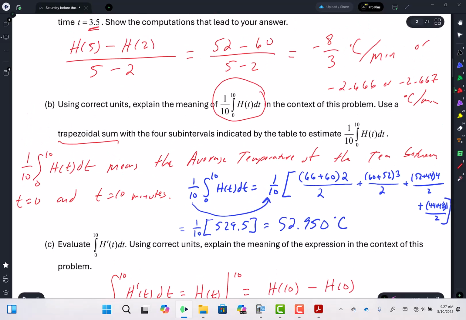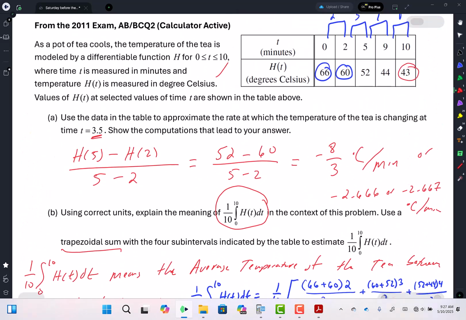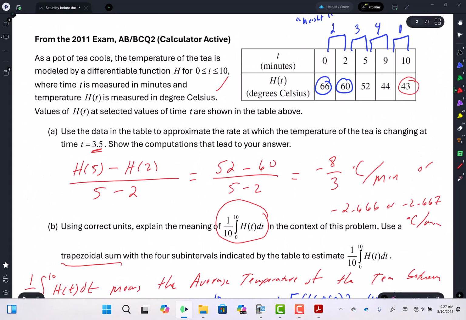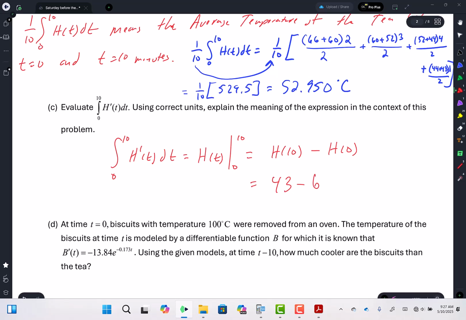All right, what's h of 10? H of 10 is 43. So I'm going to write 43 minus, what's h of 0? 66. All right, let's see, what is that? 43, 53, 63, negative 23 degrees Celsius. What does that mean in the context of this problem? Yeah, the change in temperature. You can either say the change in temperature, I would write it, because remember, it's in context. So I would write it as the T has cooled by 23 degrees between T equals 0 and T equals 10. Does that make sense?